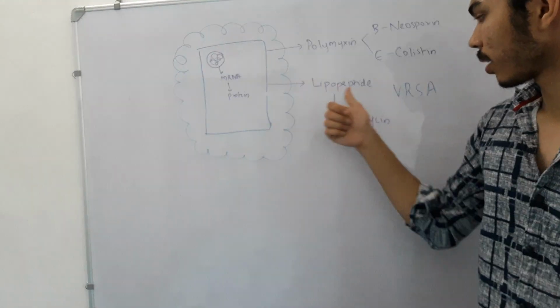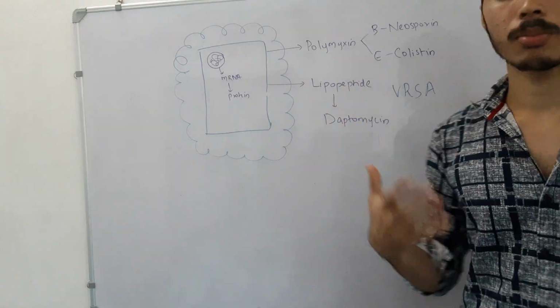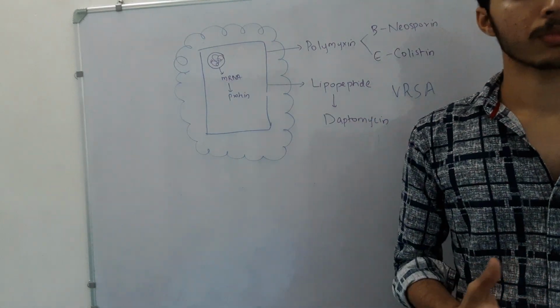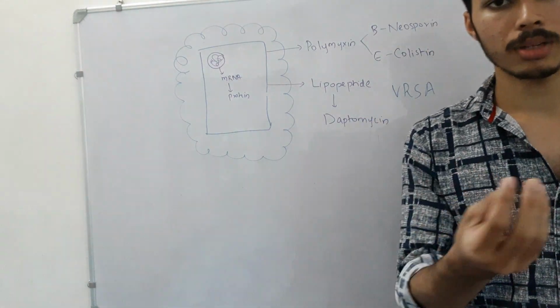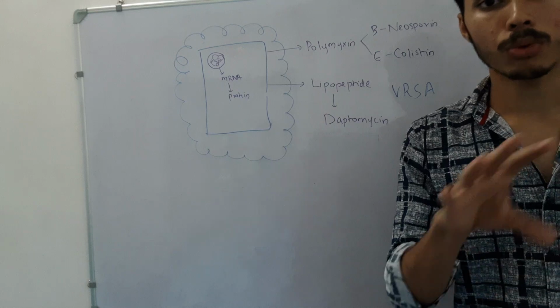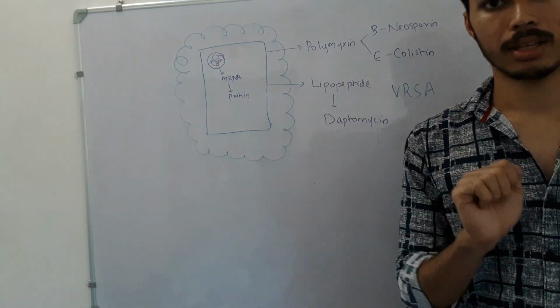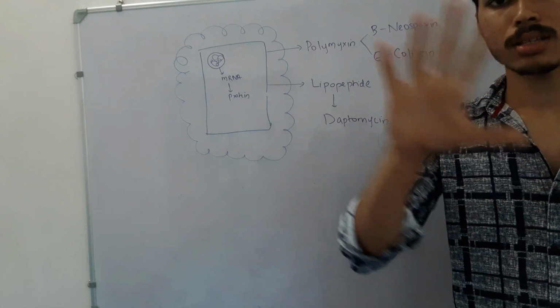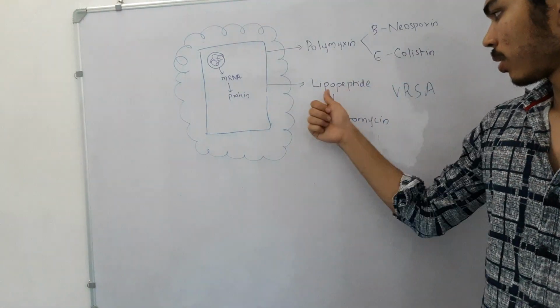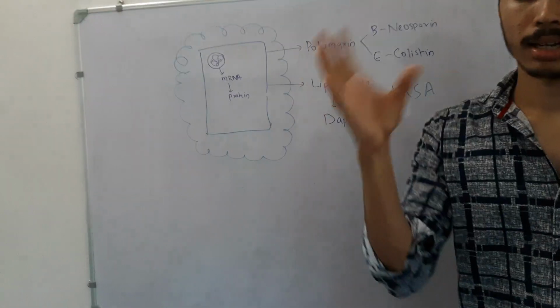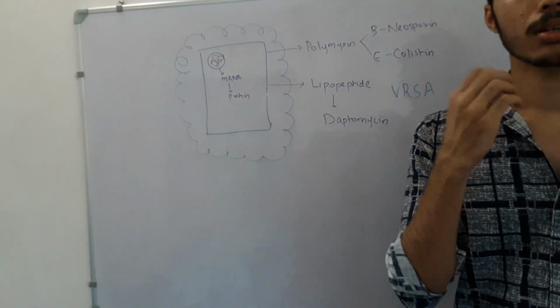So the second drug group which I have to discuss is the lipopeptide. It's a peptide, right? That means there is poor oral absorption, so it can be given intravenously. The drug in the lipopeptide group is daptomycin. So what is the spectrum of action?